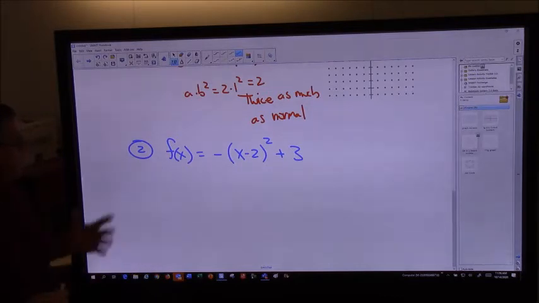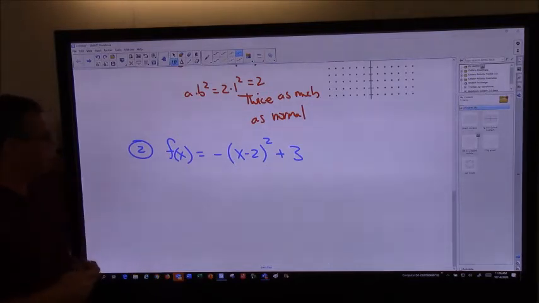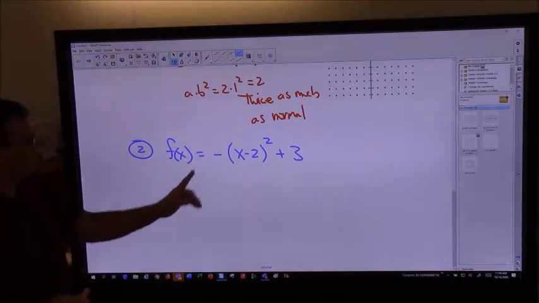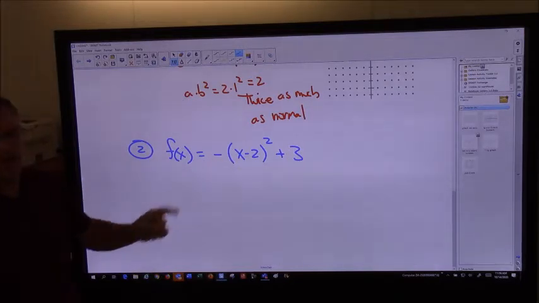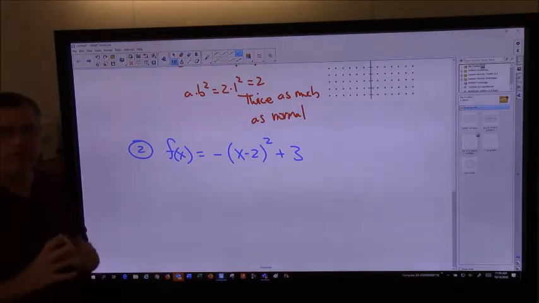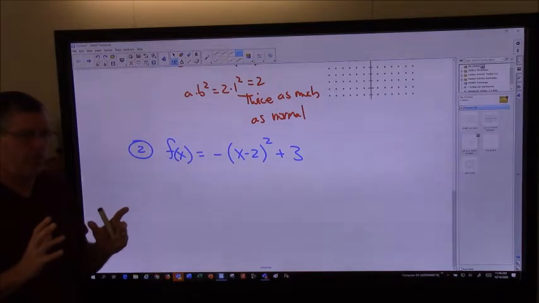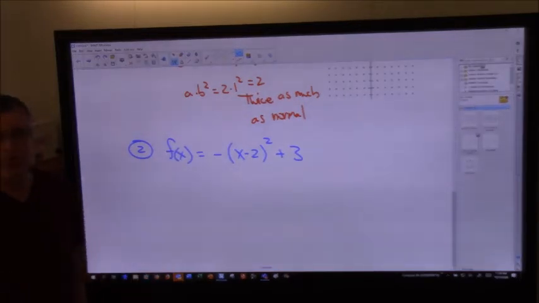So again, I'm trying to keep these first couple on the easy side. So I do have a negative a value, but both a and b are 1s, so they're not going to affect the parabola in terms of what's normal. It'll just be a normal parabola, we just have to get everything in the right spot. You guys go ahead and try it.